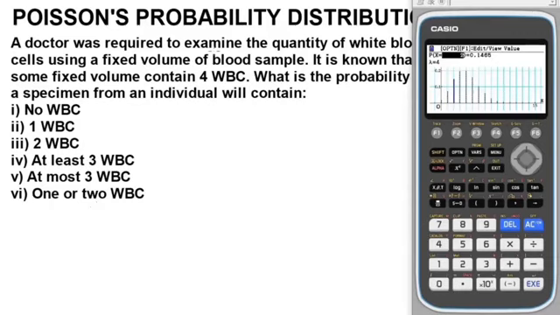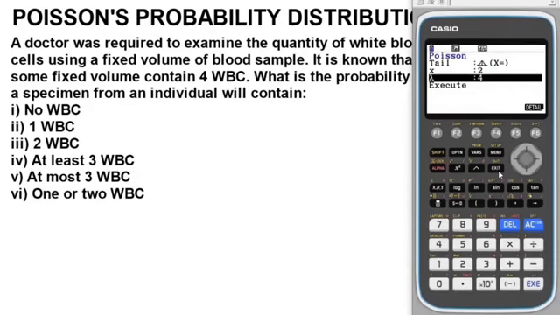Now to get the probability that a specimen from an individual contains at least 3 white blood cells, let's go back. Let me show you what we're going to do. This time, let's change the x value to be 3. The lambda is fixed, alright? Once I've done this, press the quiz. Now you will go to under this L. You're not going to solve when x is an equality sign. You're going to solve for at least, when x is greater than or equal to sign.